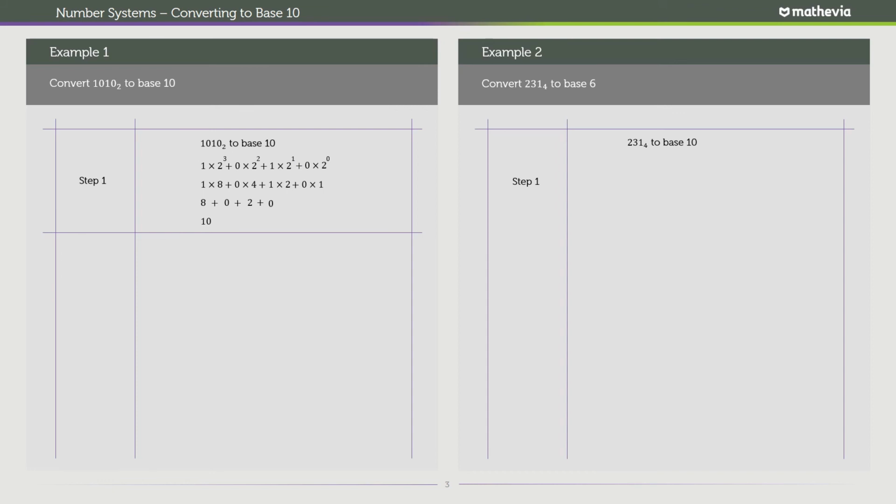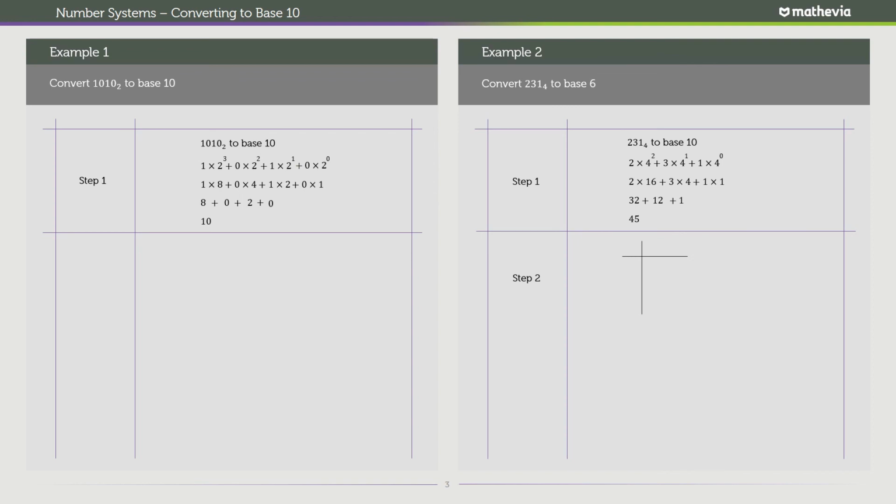And in this case, we have 231 base 4 to base 10, and we multiply each of the digits by 4, and then we raise to 0, 1, and 2. And then we have 4 to the power of 2 is 16, plus 4 to the power of 1 is 4, and 4 to the power of 0 is 1. Okay, so 2 times 16 gives us 32, 3 times 4 gives us 12, 1 times 1 gives us 1, and when we add those numbers together, we have 45. So we have 45 base 10.